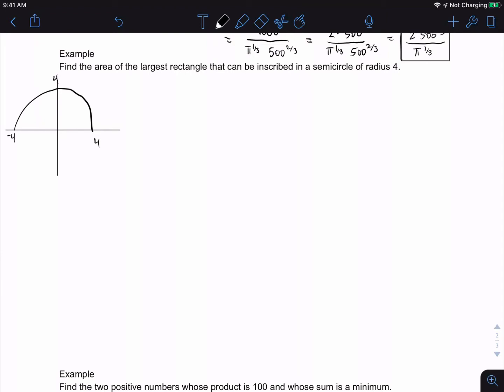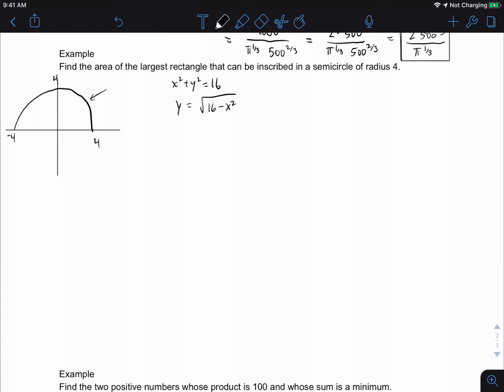And since it's a circle, we know that the equation of the circle is x squared plus y squared is equal to 16, right? And since we're taking the upper half, I can make this equation to be y is equal to the square root of 16 minus x squared. Do you guys agree with that?